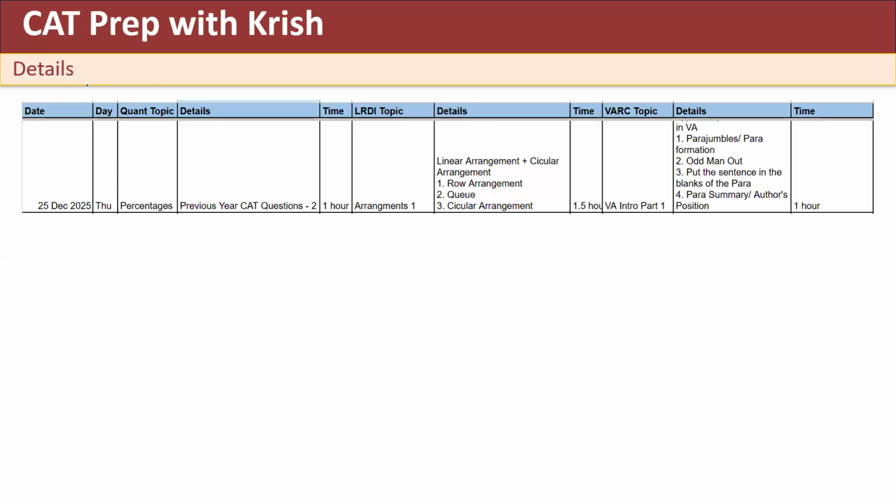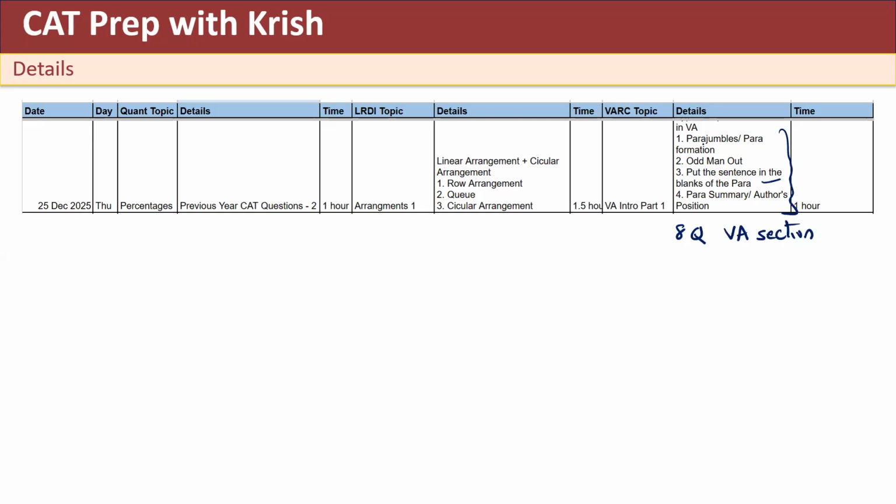Getting into the details, let me start with VA. So in VA, what I understood from the class is that we will get 8 questions from the VA section. And the questions are of these types. So we can have para jumbles, odd man out, or put the sentence in the blanks of the para, or para summary kind of questions in the VA section.